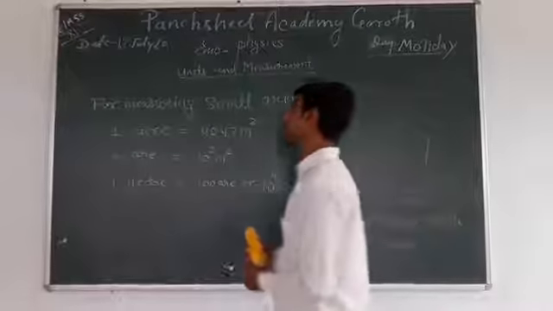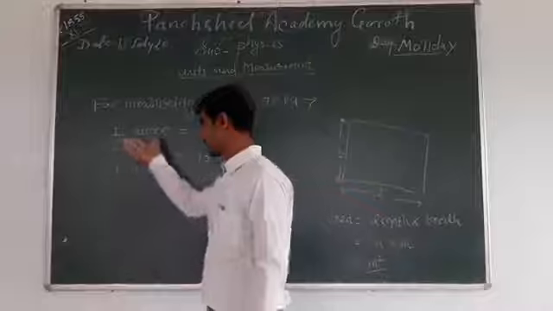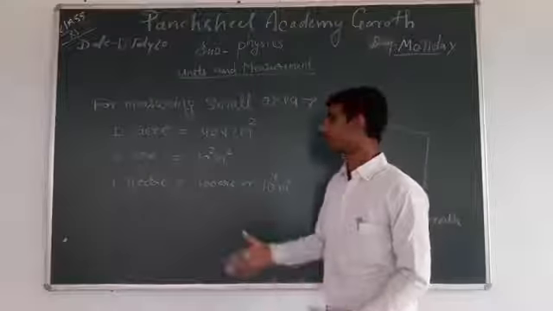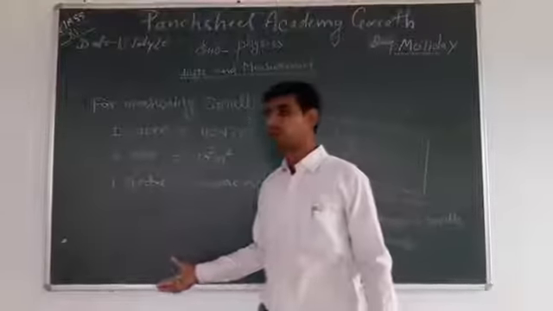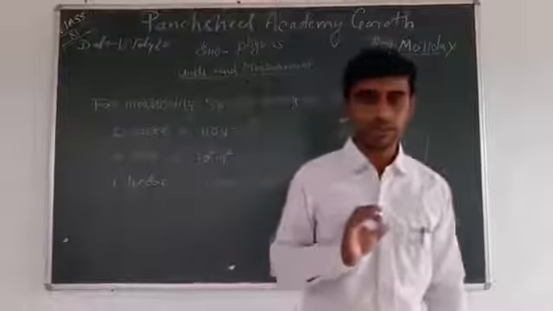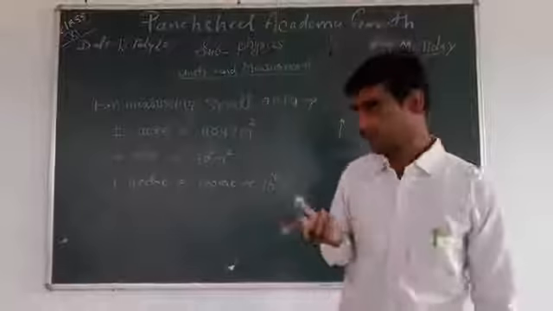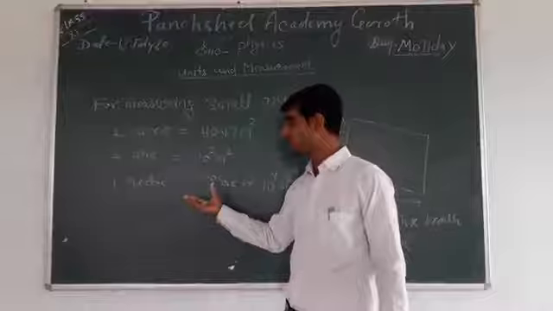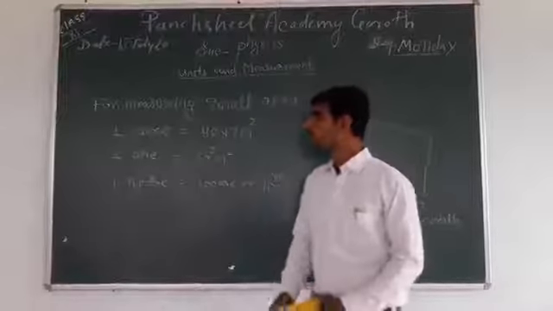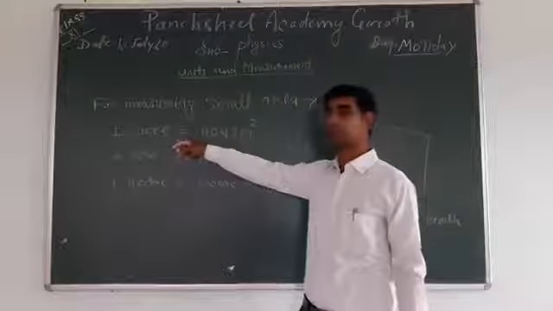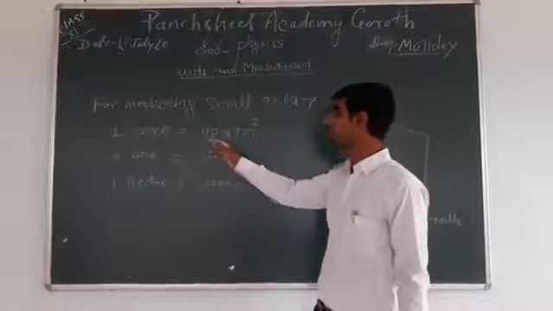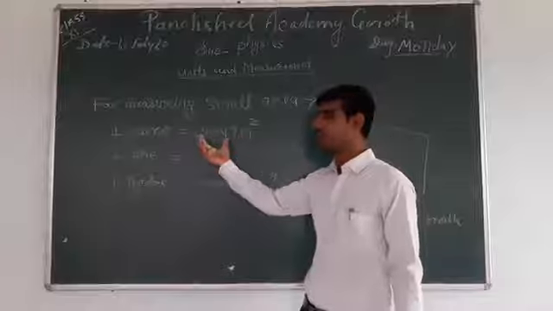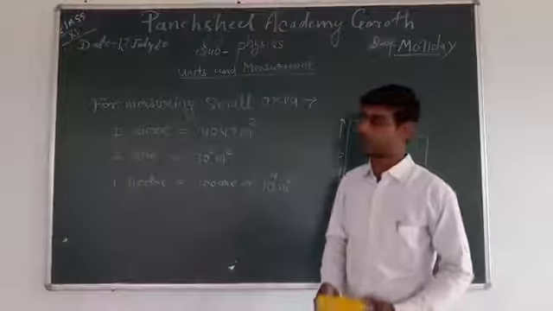So generally these units are used in measurement of land, in Patwari's measurement. So 1 acre equal to 4047 meter square. This is the value which is equal to the 1 acre.